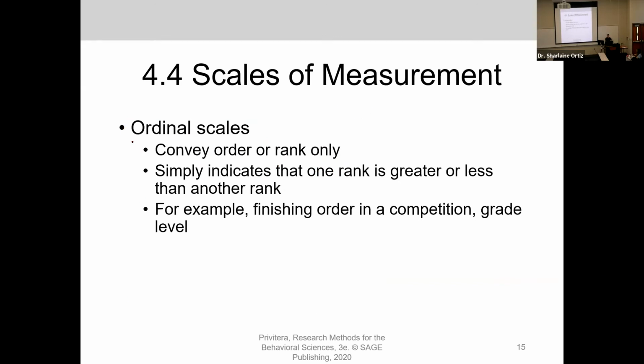Now the next level of measurement is an ordinal scale. Notice that it's only going to demonstrate order. It only demonstrates order. So now we have a little bit more information. It's not a category per se, but it's giving me a little bit of information because now it's indicating that one rank is going to be greater than the other.